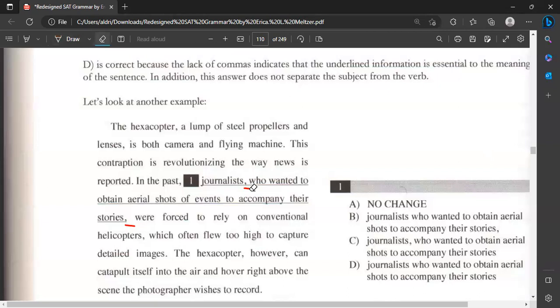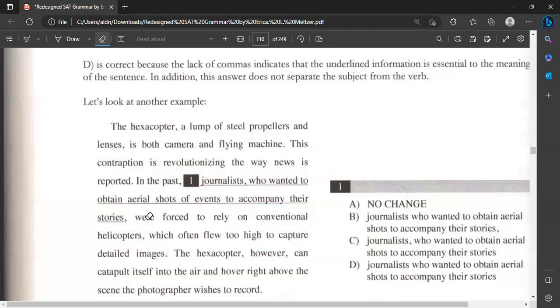So either way, this doesn't make sense because, like you said, who wanted to take those aerial shots? So A is wrong. Does anyone want to say why B is wrong? Thanks, Aldin, for that. B is wrong because it puts a comma behind stories. If we take out from journalists to stories, it says in the past were forced.